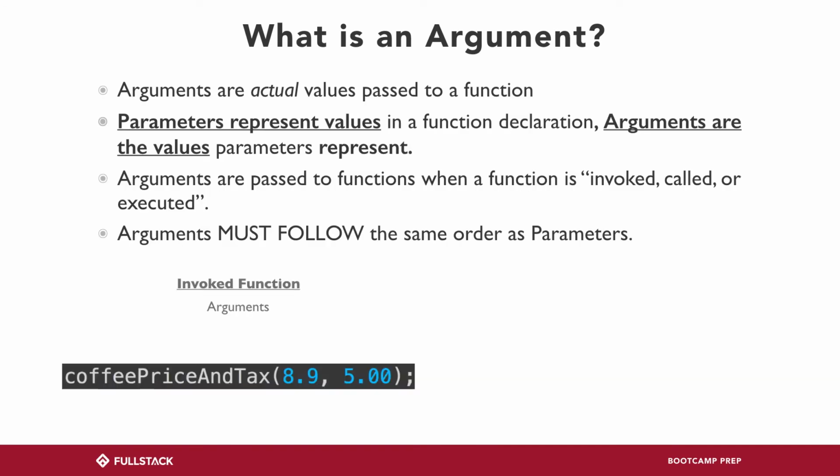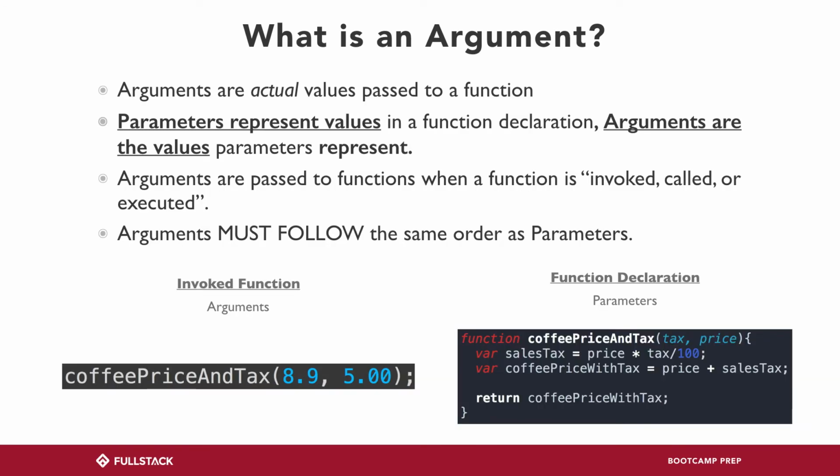And then the argument really is just the flip side of it, which is that the argument is the actual value that the parameters represent, right? So if I have a function that calculates coffee price and tax, if I actually call that function, I need to give it the price and the tax, right? So the argument is the actual value you're feeding in the function, and the parameter is just what those values are called within the confines of the function.